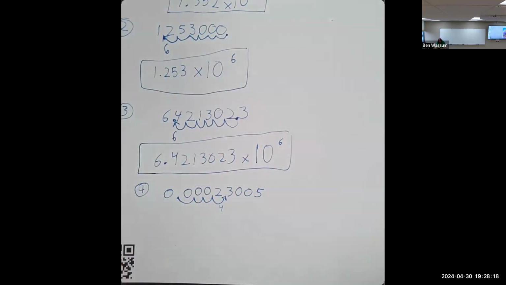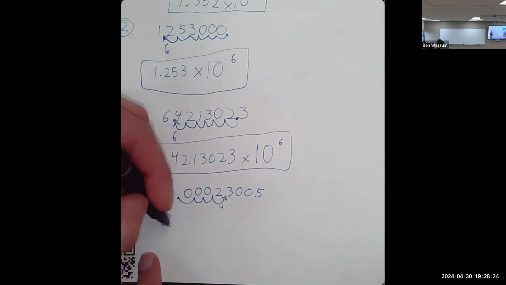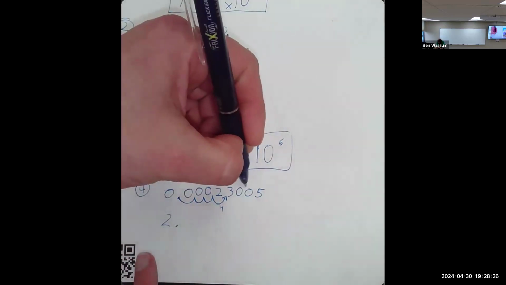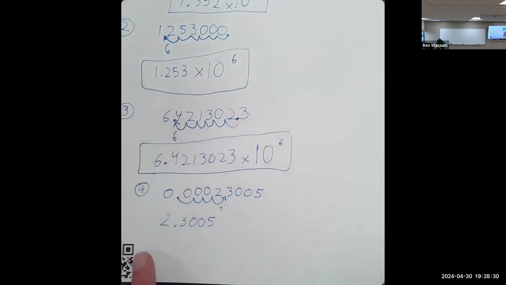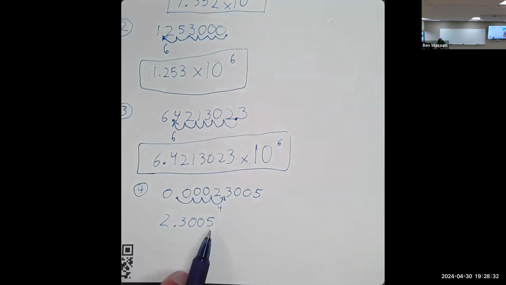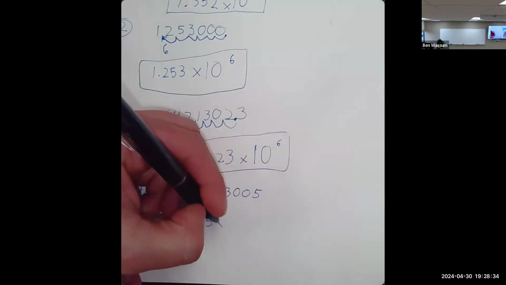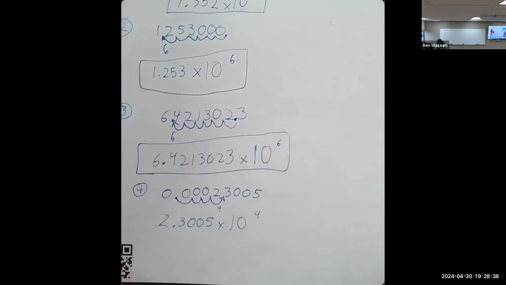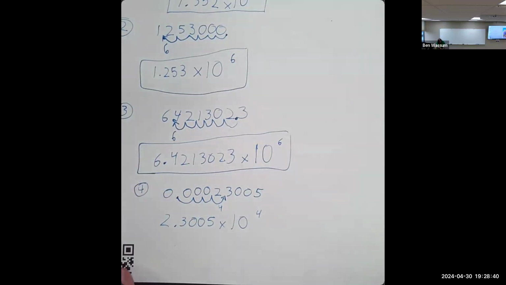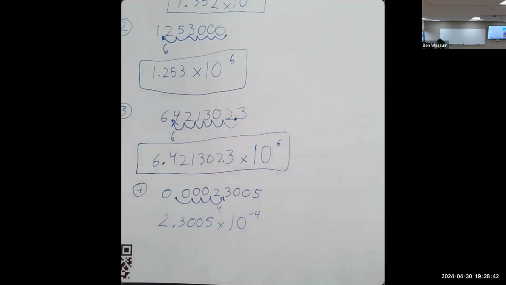Now, what digits matter? The ones that are zeros that I skipped over, those don't matter. These two zeros do because they have a 5 at the end, and that 5 is important. Now again, I'm going to have a 4 here, but since it's a tiny number, negative exponent on that guy.